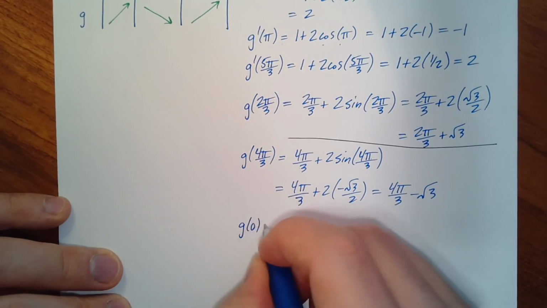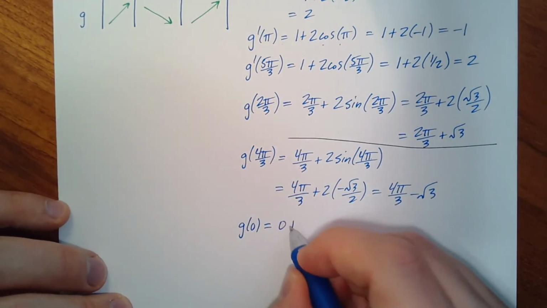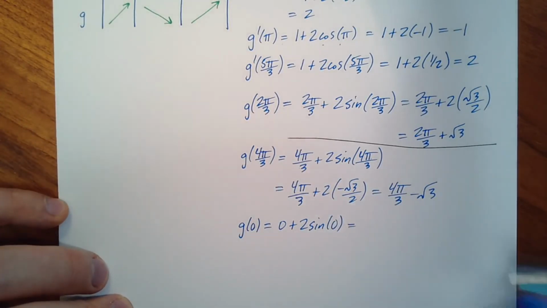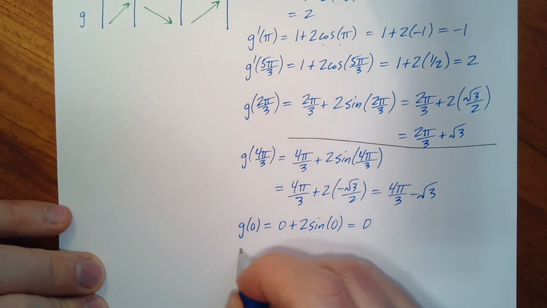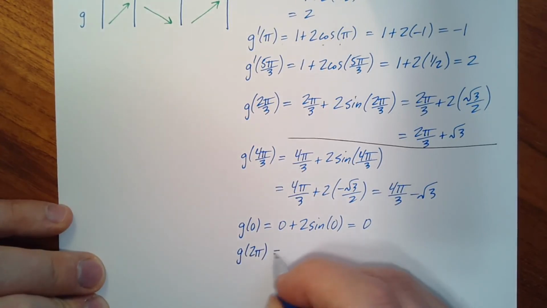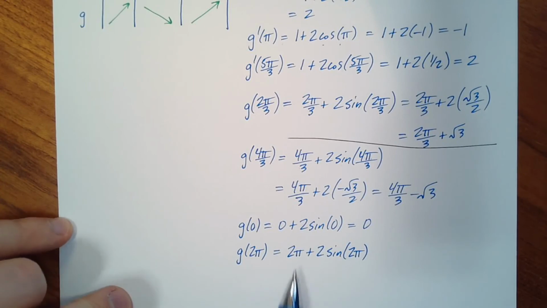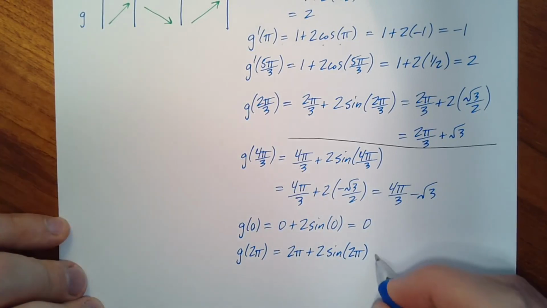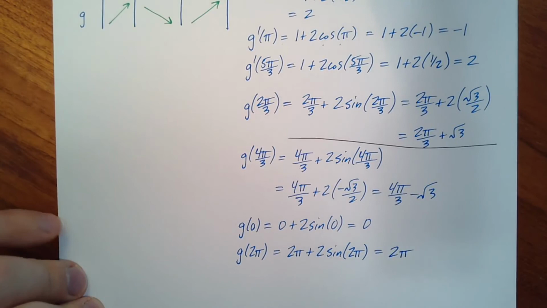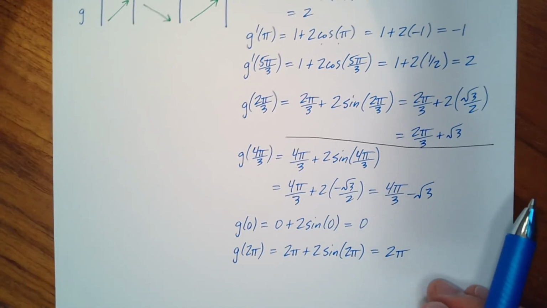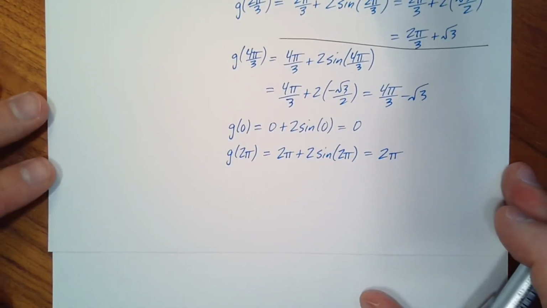G of 0, so that'll be 0 plus 2 sine of 0. Well, sine of 0 is just 0, so you end up getting 0. And g of 2 pi, well, you're going to get 2 pi plus 2 sine of 2 pi. And sine of 2 pi is also 0. So we're just going to get 2 pi plus 0 here. So you'll just end up getting 2 pi. So now we finally have everything we need to summarize our answer. So let's do that at the bottom of the page. We have enough room here at the bottom.